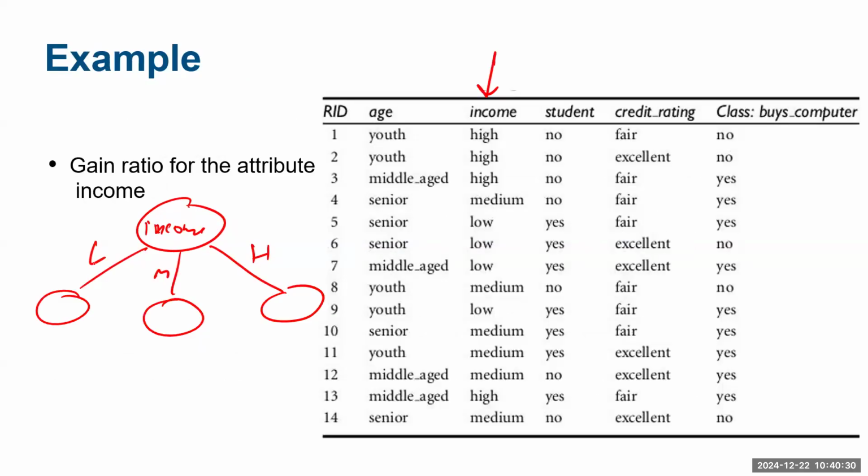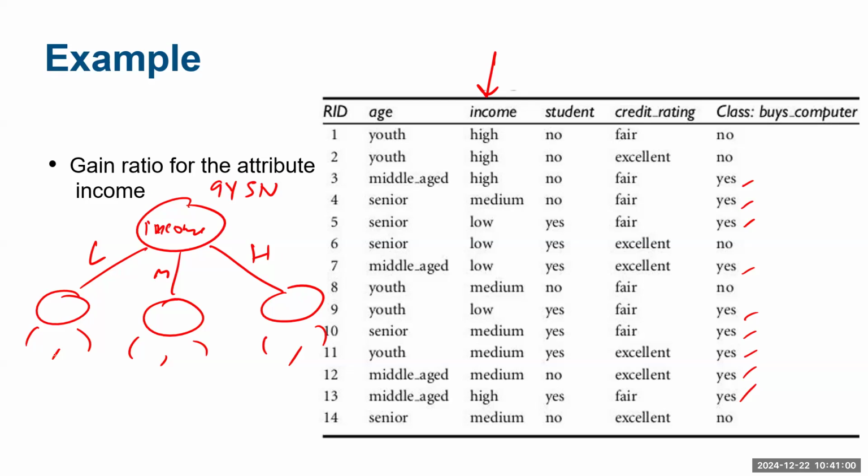if income is low, what is the split here? What is the split for each one? So how many yes? 1, 2, 3, 4, 5, 6, 7, 8, 9. So there are 9 yes and then 5 no. This is at the income.